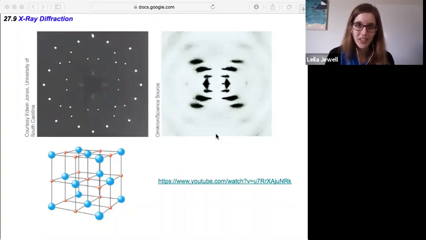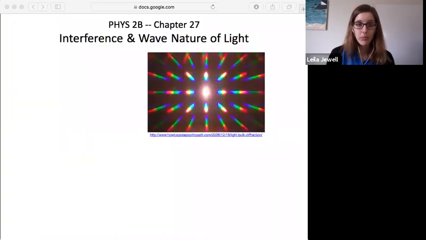This is also what Rosalind Franklin did. She used X-ray diffraction to study DNA, and that's how she discovered that double helical structure. There's a really nice YouTube video linked here, taking a look at how she did that and how you could see that with diffraction. So I encourage you to check that out. But otherwise, that pulls us through the rest of chapter 27.